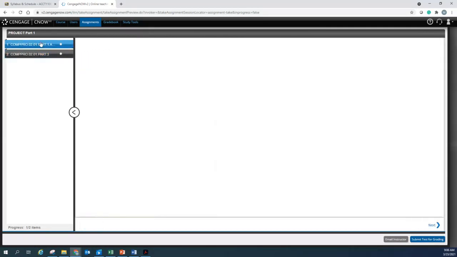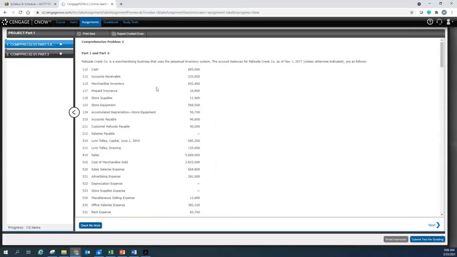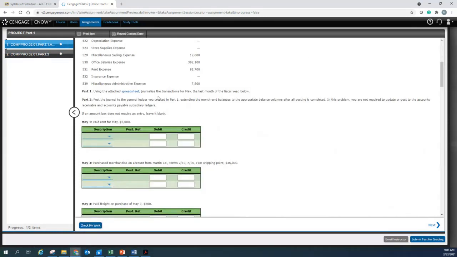The usual menu on the left side. So the first thing that you have to do here is the journal entry for these transactions in the month of May. As an example here, May 1st, pay rent for May, $5,000. What are the 2 accounts for this transaction? And what are the credit and debits? We know it's going to be $5,000. What are the 2 accounts?